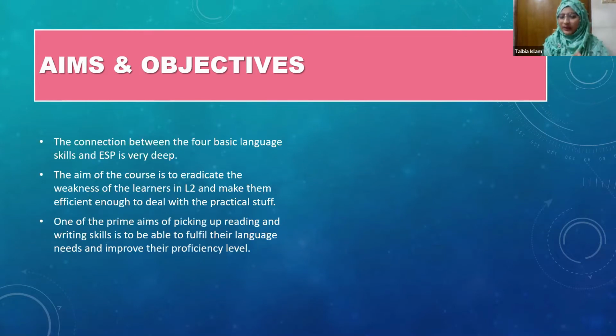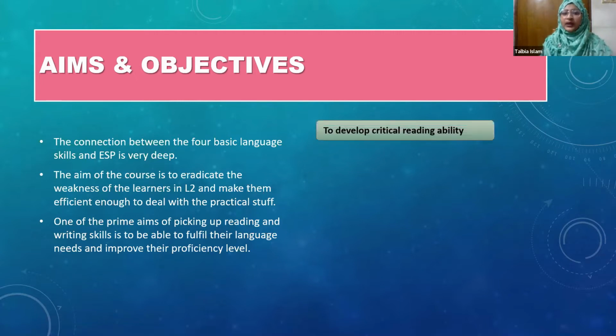And one of the prime aims of picking reading and writing in particular is to enable the learners to fulfill their language needs and improve their proficiency level, because when they are able to understand the context, the ideas, the tone, the attitude of the writers, it would be helpful not only for them to read that material and understand the context, but also to write onward.